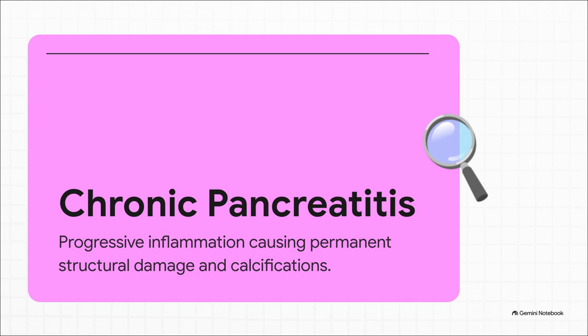So in the chart, you won't just see pain. You'll see imaging that shows literal calcifications on the pancreas. You'll probably see steatorrhea, which is fatty stool because the pancreas just can't digest fats anymore. And in the late stages, you'll even see secondary diabetes mellitus because the insulin-producing cells are just gone. All of these chronic markers point you straight to K86.0.